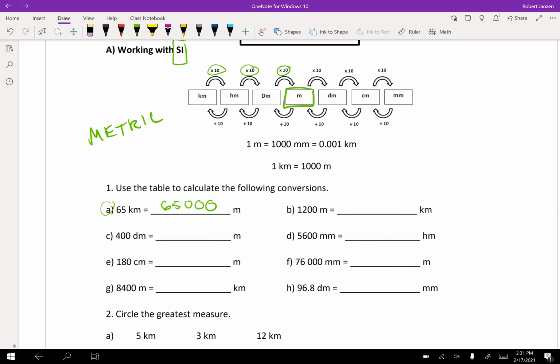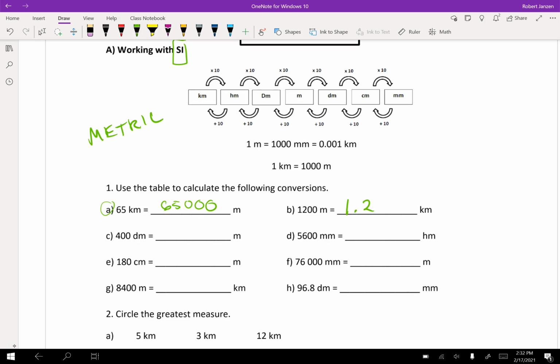Okay, so we can use this chart every time. In fact, I might put it on my cheat sheet if I were you. Let's do the next one. 1,200 meters goes here, and I want to end up here. So this time I have to follow these arrows. And this time, instead of multiplying by 10, I'm dividing by 10. If I divide by 10 3 times, I get 1.2.